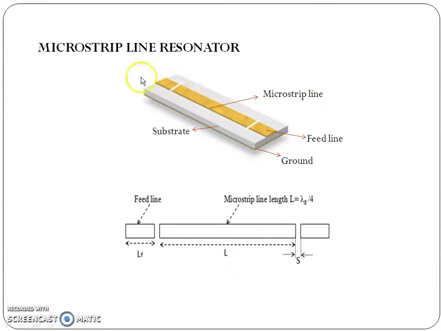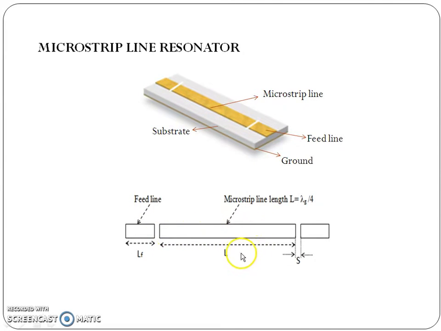The microstripline resonator is as shown here. We have got a strip line, or this is the conducting strip, which is separated from the ground plane with the help of the dielectric layer, which is also called the substrate. The dielectric substrate that we use here is FR4, which is of low cost, or we can also make use of other substrates like alumina. The structure can be done as shown here.